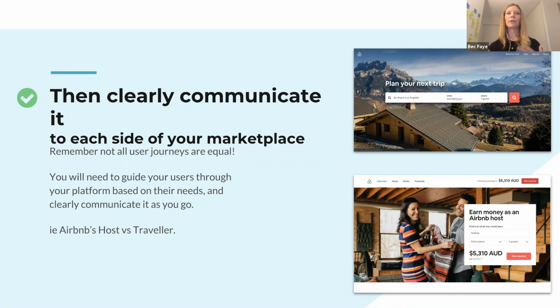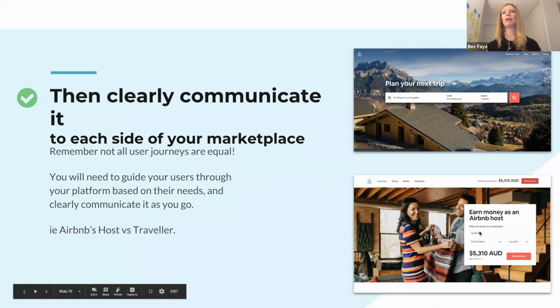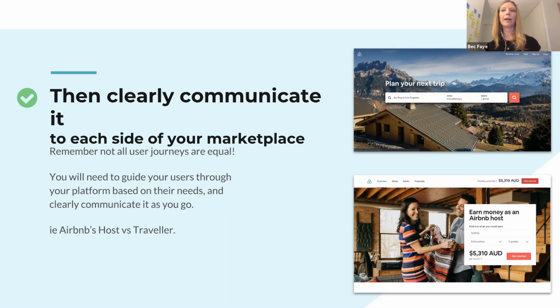So you want to be able to guide your users through the platform based on their needs and then clearly communicate it as you go. As you can see here on Airbnb, the homepage is focused towards planning your next trip, so obviously towards the traveler. And if you go into the website via the host section, you're starting to get a really clear message like "earn money as an Airbnb host." So it's really clear, straight to the point, and very different.